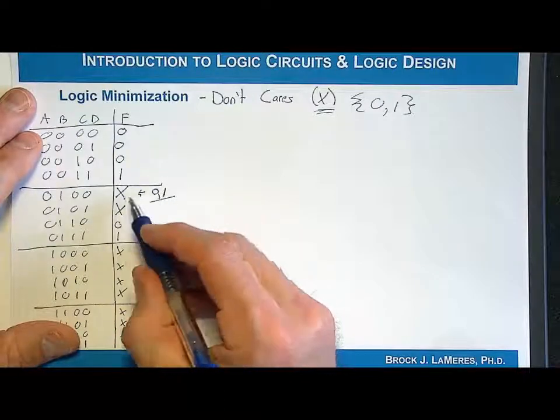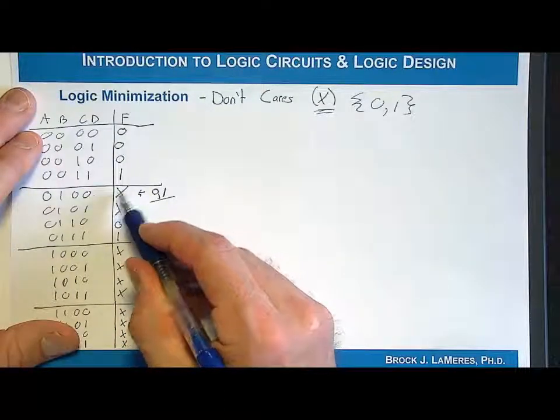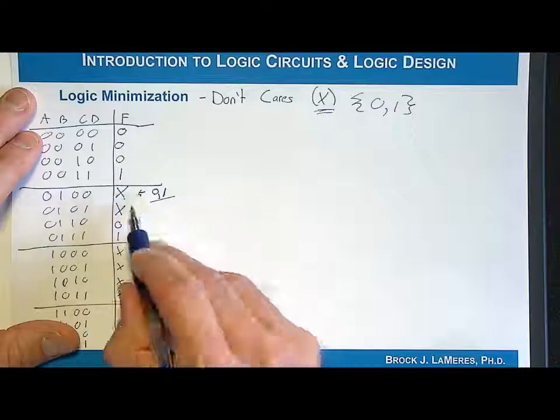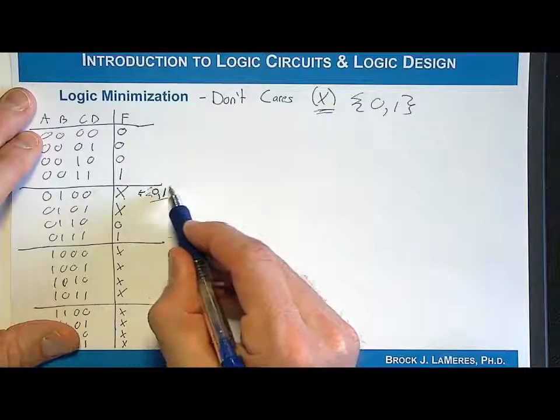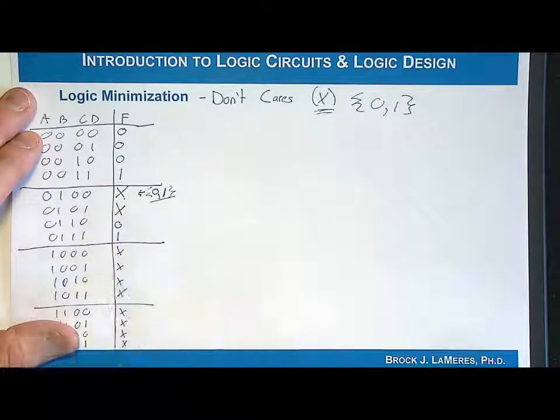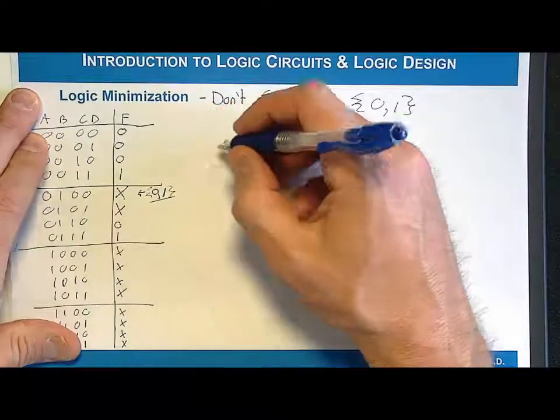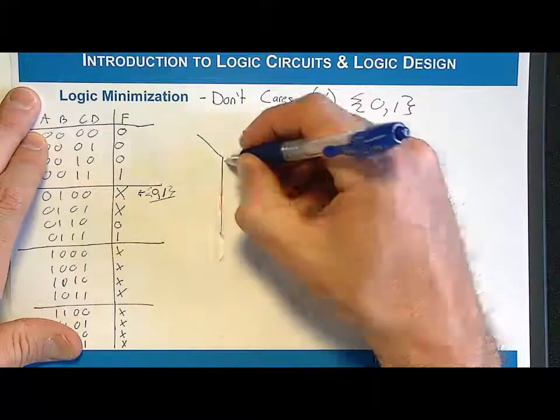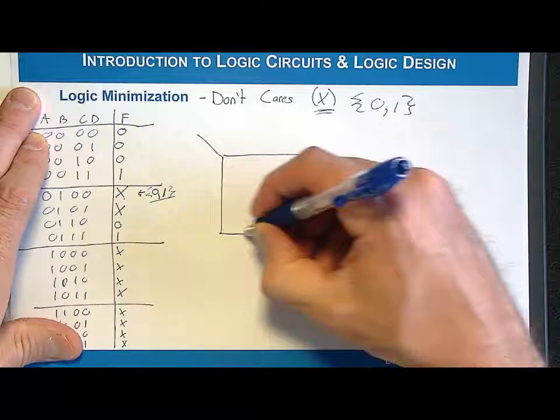So we are going to absolutely assign a specific code to this, but what we're going to do is assign the code, either a 0 or a 1, to get the smallest circuit. So it's very easy when you come along and you do this in a K-map form. So let's take a look at a K-map.